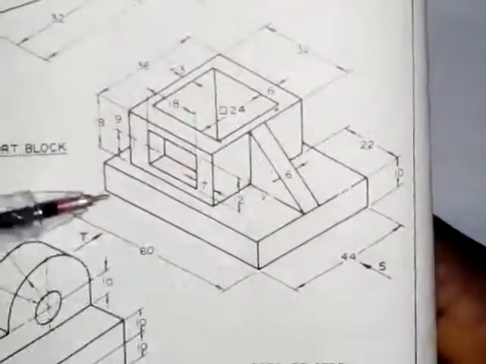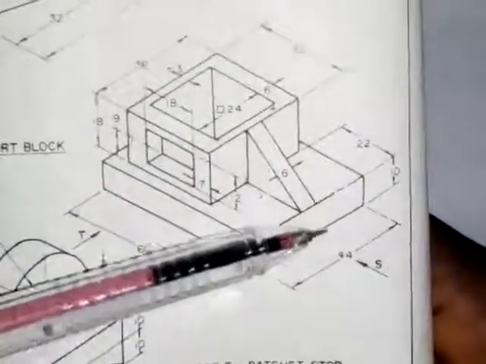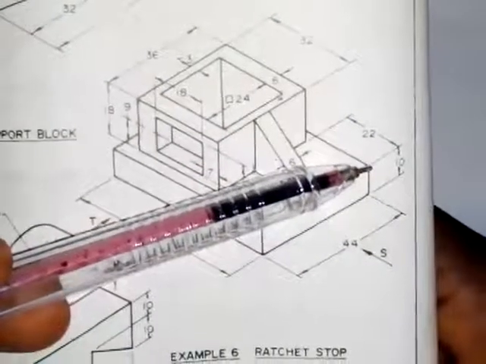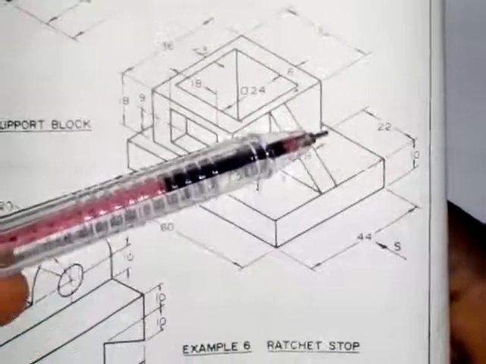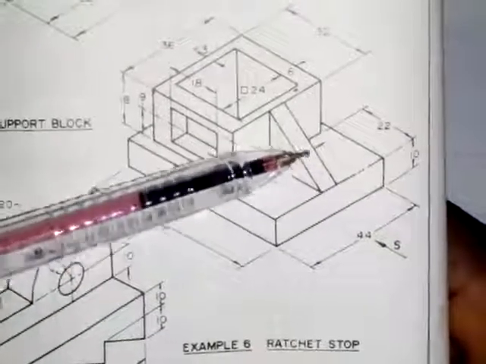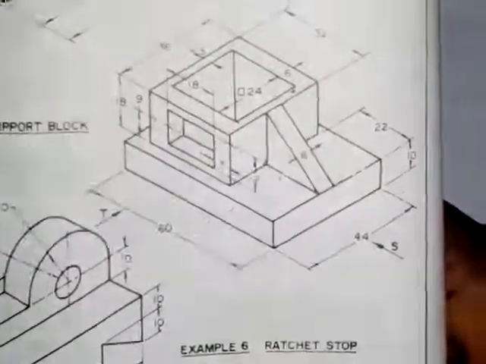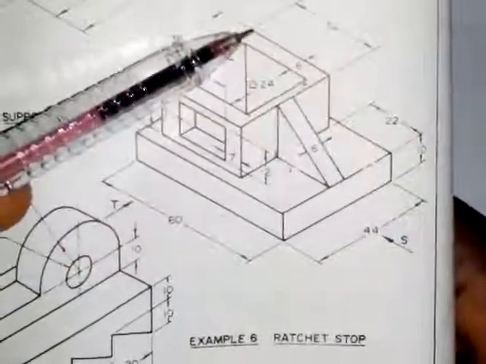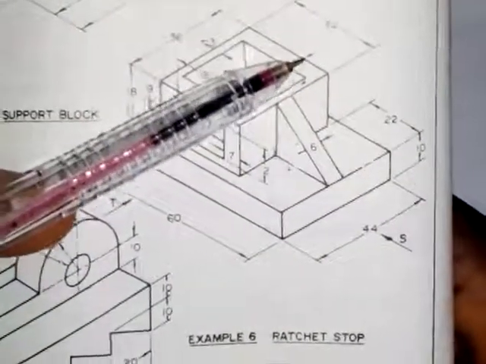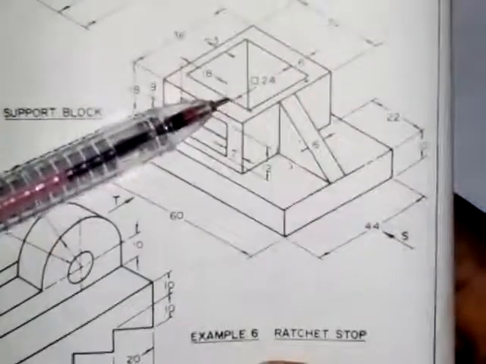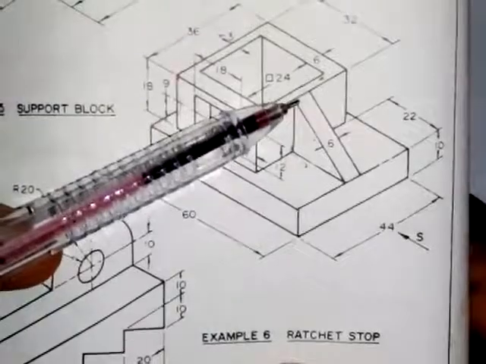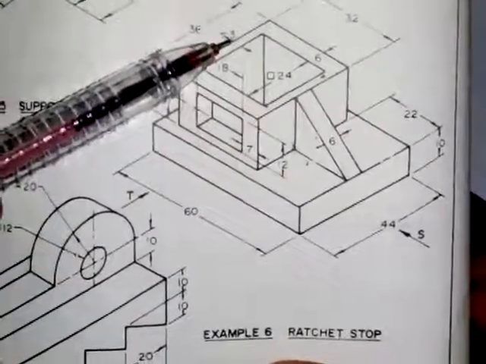The distance from here to here is 60 millimeters. From here to here is 44 millimeters. From here to here is 10 millimeters. From here to here is 22 millimeters. The thickness of this web is 6 millimeters, and then the distance from here to here is 32 millimeters, and the thickness of this part is 6 millimeters. Likewise, from here to here is 6 millimeters. The thickness of this from here to here is 3 millimeters, as we have 3 millimeters from here to here.